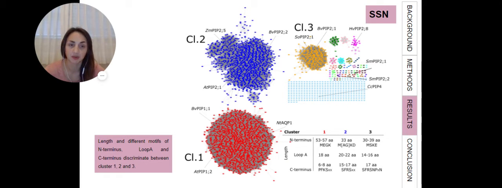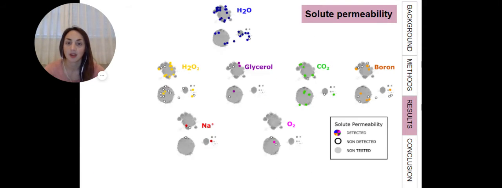The main differences between the 3 bigger clusters are in the length of the N terminus, loop A, and C terminus, and their amino acid motifs. Then we analyzed the correspondence between transport specificity reported for PIP in the literature and cluster organization in these networks.